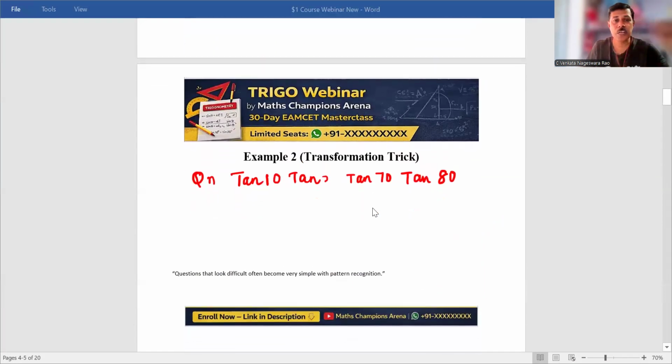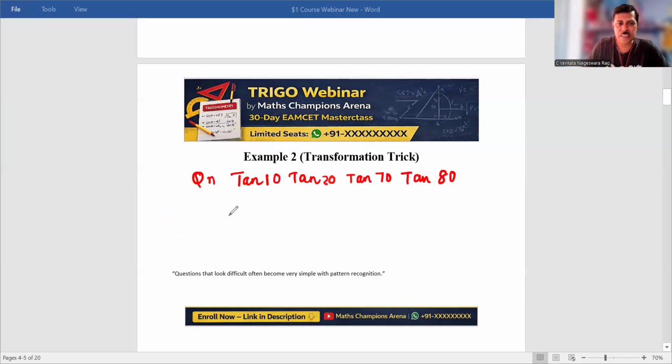Yeah, in the TRIGO webinar, we are coming to the second part, which is known as the transformation trick. It is not only with tan, it is with sine, with cos, with cot. But there is some logic in tan. Generally I say tan trick. See, generally, when we see so many terms in one big expression, our mind immediately rejects such types of questions. But actually, if you just understand the small trick, the tan trick, it is very simple to solve.